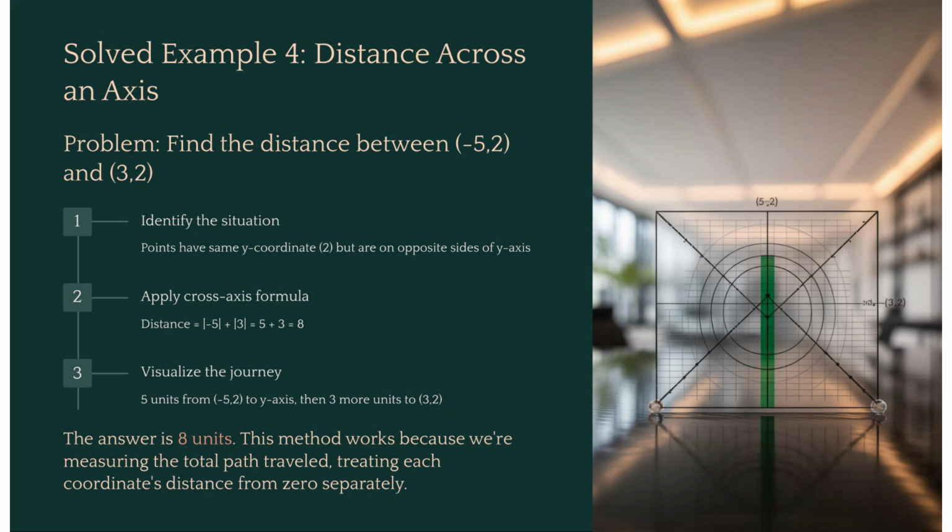Let's find the distance across the y-axis in example 4 between (-5, 2) and (3, 2). The horizontal distance from -5 to 0 is the absolute value of -5, which is 5. The distance from 0 to 3 is the absolute value of 3, which is 3. Adding the two absolute distances, 5 plus 3 equals 8 units.